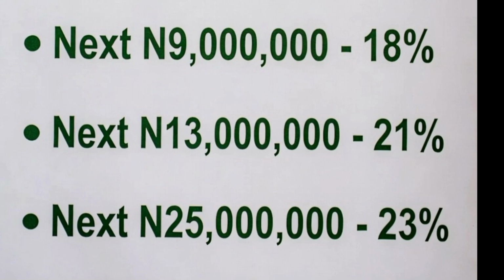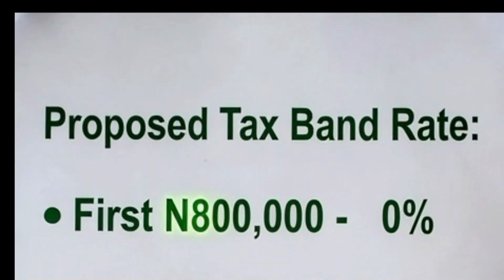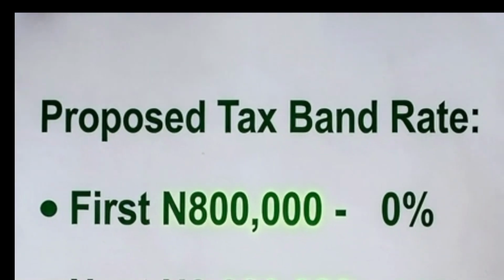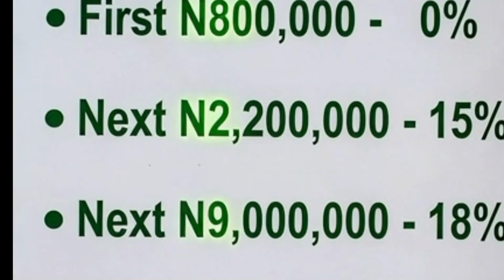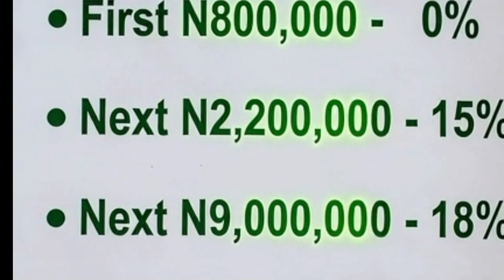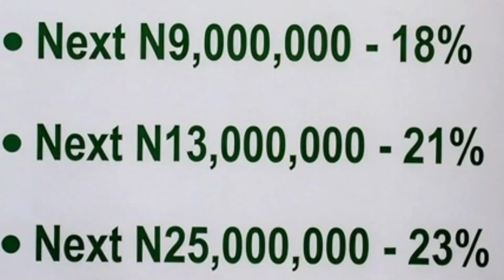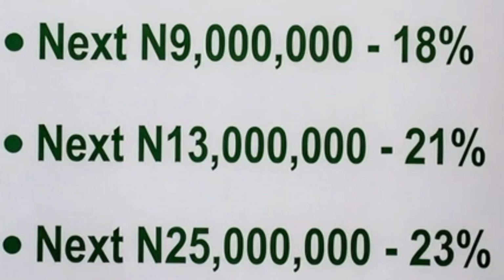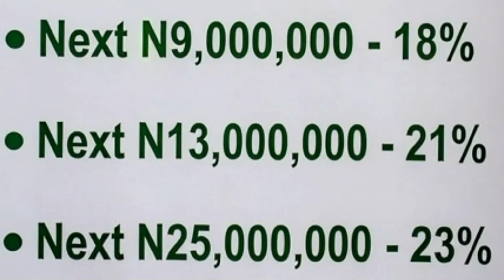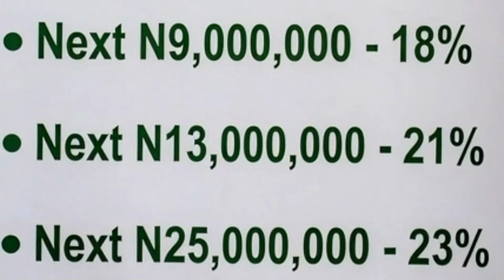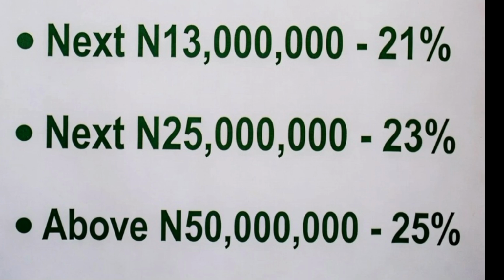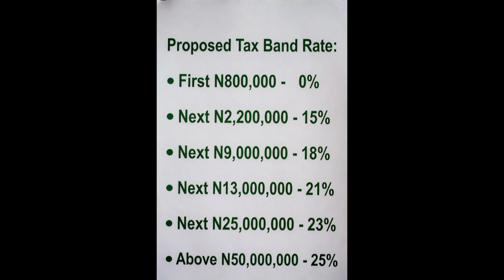The first portion of income, that is to say the first 800,000 naira, is taxed 0%. The lower income band, that is to say the next 2,200,000 naira, is taxed 15%. The middle income bands, that is to say the next 9 million, 13 million, and 25 million naira, are taxed 18%, 21%, and 23% respectively. The highest income band, above 50 million naira, is taxed 25%. This structure is designed to protect low-income earners and make the system fairer.